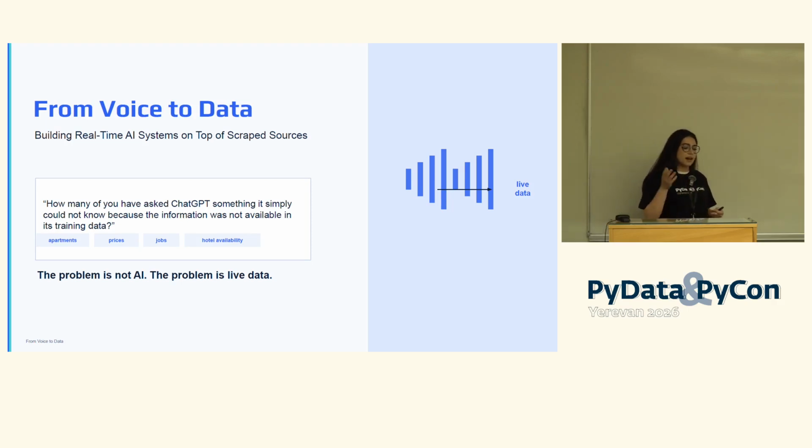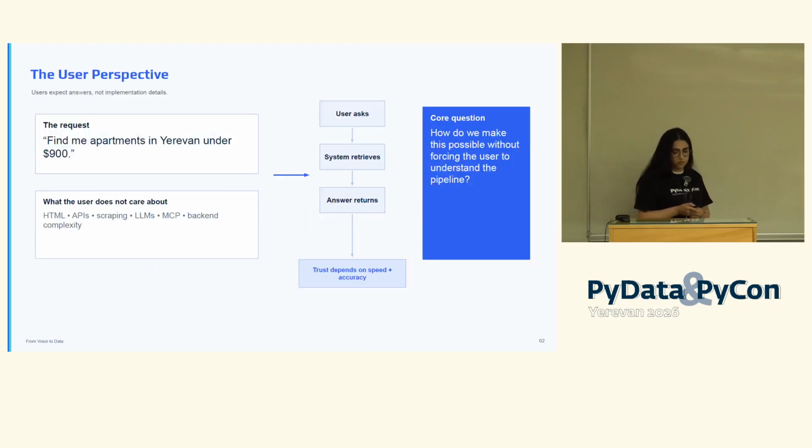For example, I need to know an apartment which is under $900 and has two bedrooms. So the user is only asking the voice assistant, and the system retrieves the information and gives an answer. What is under the hood? Anyone doesn't know, so I'll try to explain how it works and what the parts of it are.